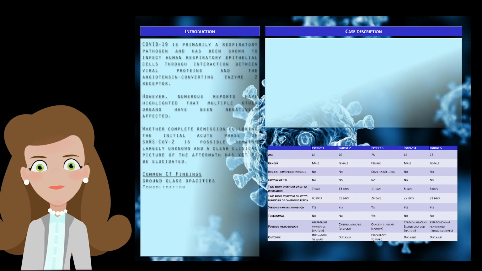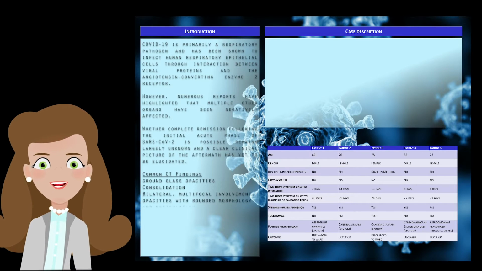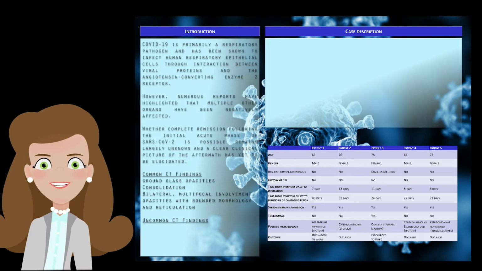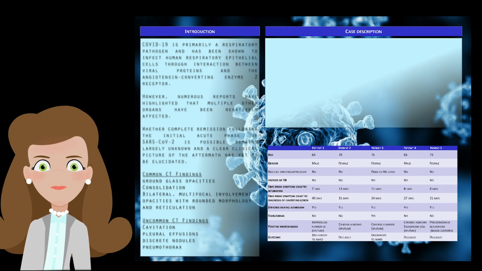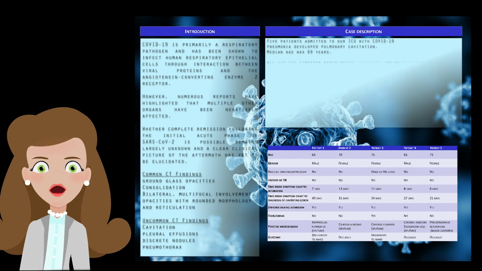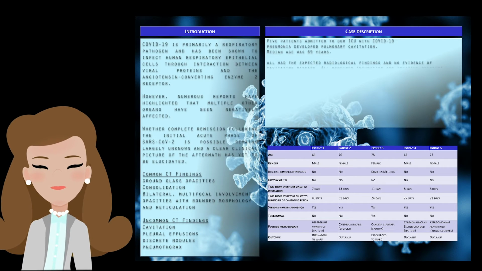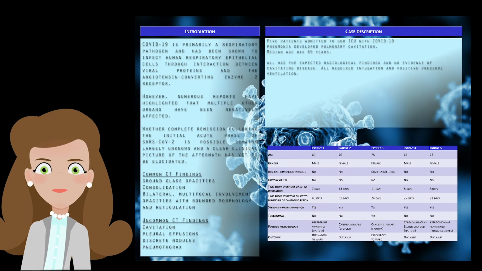Typical radiological findings seen on CT thorax of patients with COVID-19 pneumonia are well described and most commonly include ground glass opacities and consolidation. Our case series includes 5 patients who were admitted to our ICU with COVID-19 pneumonia and who developed pulmonary cavitation. At admission, all had the expected radiological findings and no evidence of cavitating disease. All required intubation and positive pressure ventilation.